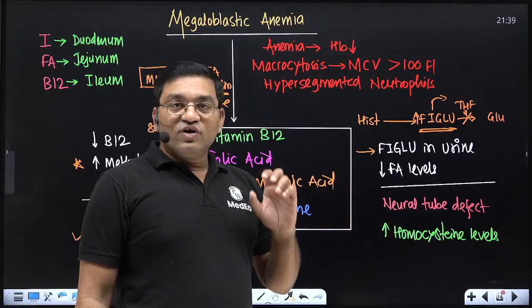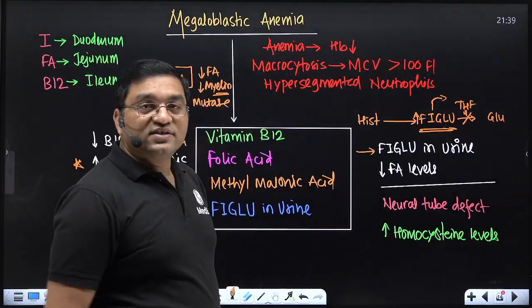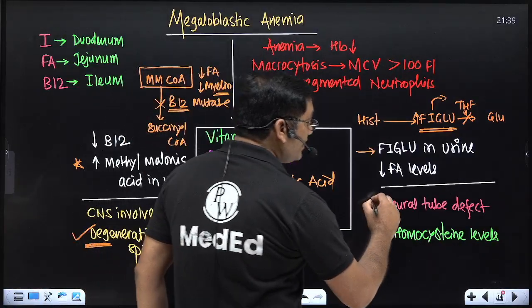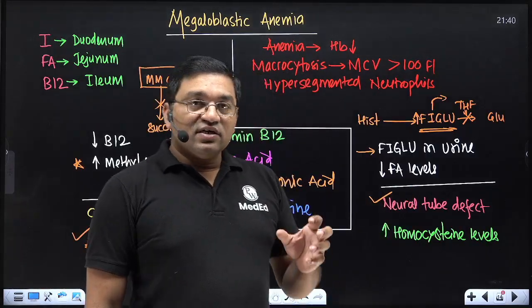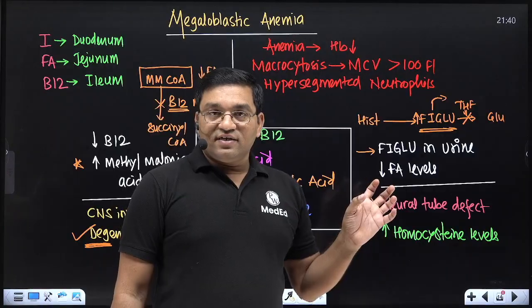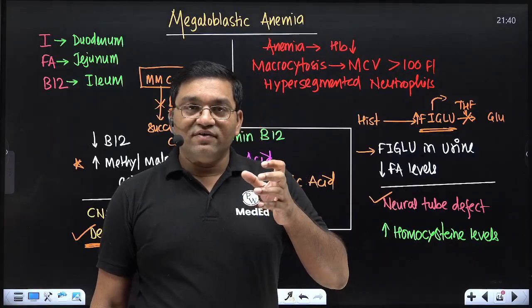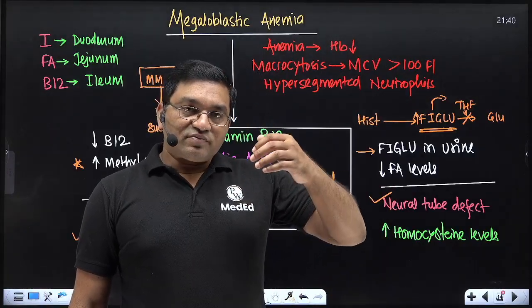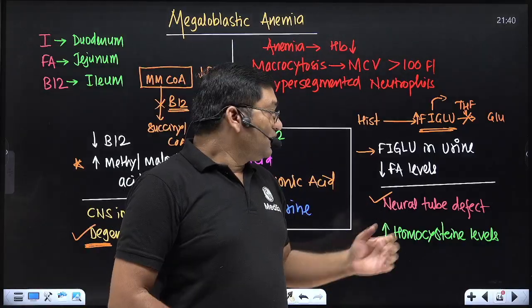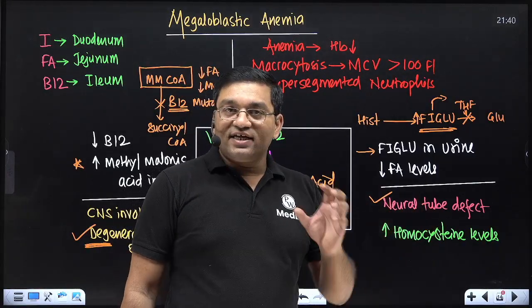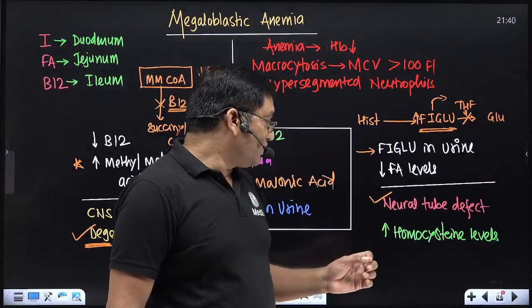And if folate deficiency occurs in pregnancy, it causes neural tube defects in the form of spina bifida and anencephaly. That's why folate is given when the pregnant lady visits the hospital. Folate and iron supplementation is given.